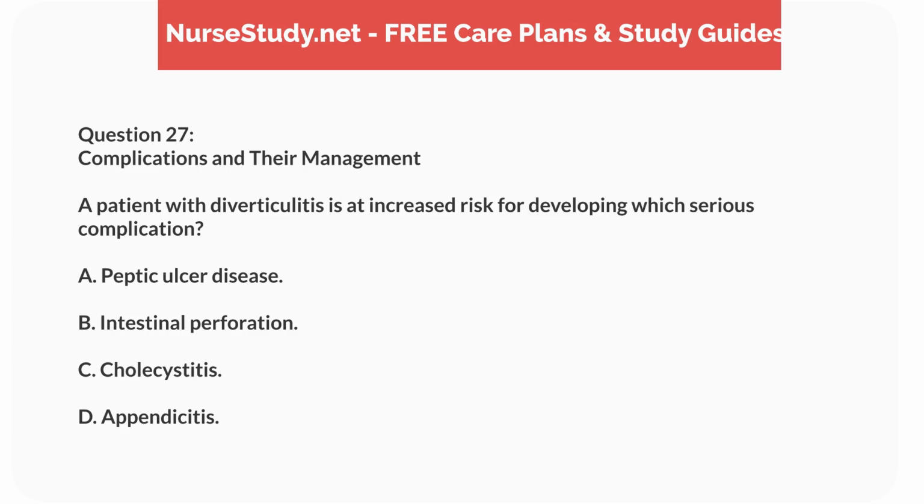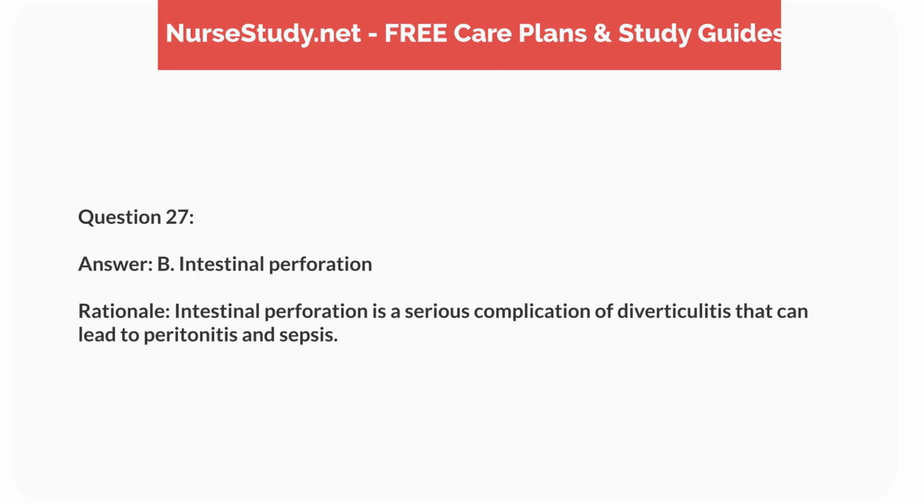A. Peptic ulcer disease. B. Intestinal perforation. C. Cholecystitis. D. Appendicitis. Answer: B. Intestinal perforation. Rationale: intestinal perforation is a serious complication of diverticulitis that can lead to peritonitis and sepsis.